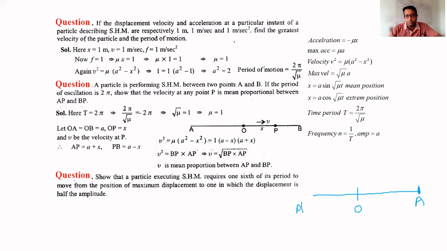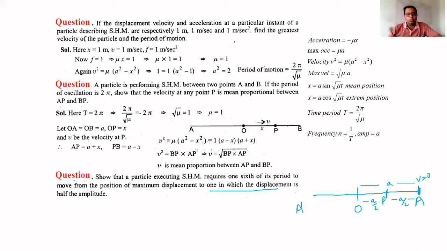The position of maximum displacement means A, because the particle moves up to point A. At A, its velocity becomes 0. So A is the point of maximum displacement. To move from the position of maximum displacement to one in which the displacement is half of the amplitude. So the amplitude is A, and this is the position where the displacement is half, that means A by 2. So on both sides, we have the displacement A by 2.